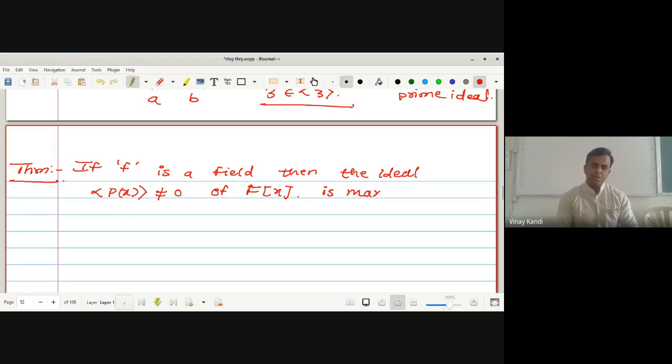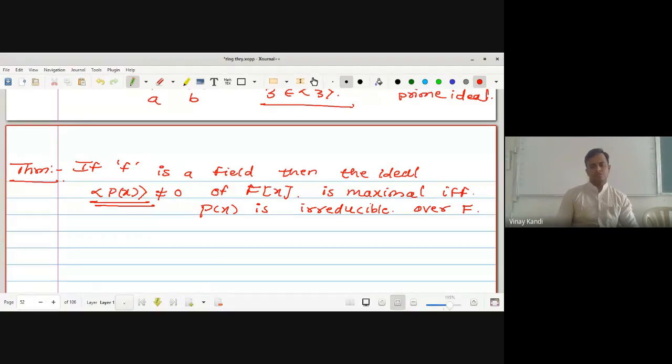okay, is maximal. हा F दिलेला ideal maximal कधी असेल, is maximal if and only if P of X is irreducible over F. Okay, what is the meaning of that sentence? If suppose this P of X, ideal generated by P of X is the irreducible असेल तर तो हा irreducible असेल तर हा ideal कसा असतो maximal ideal.